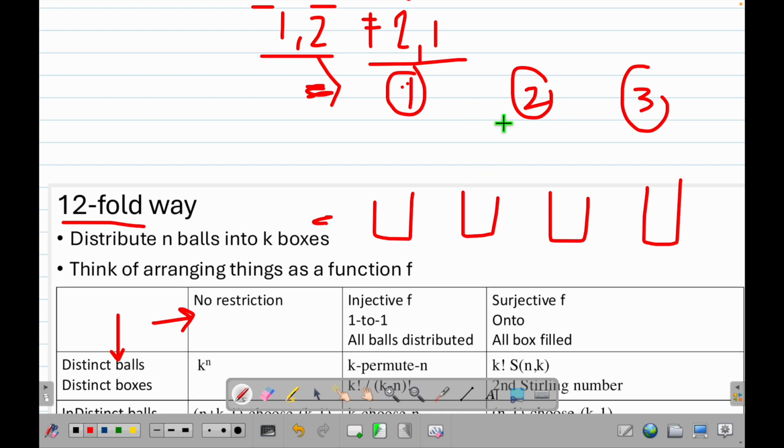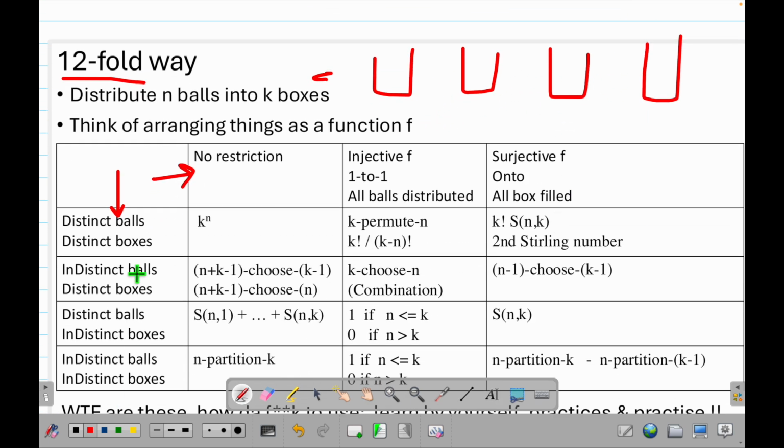These are same color ball and same color box. So you have these four cases. This is the first thing. What about the second thing?